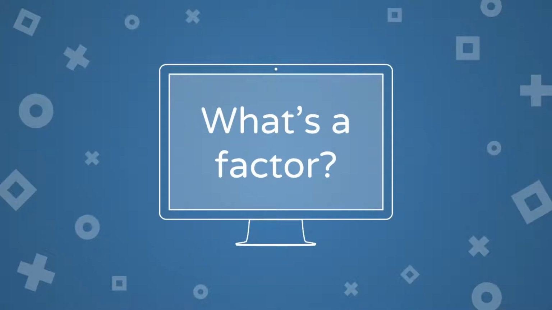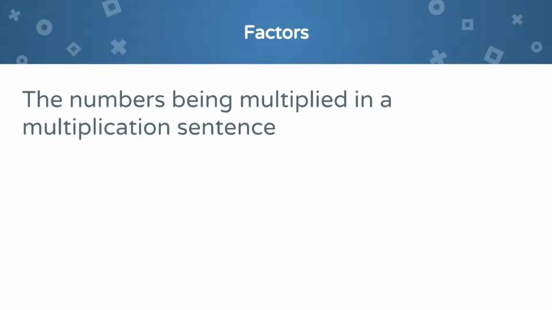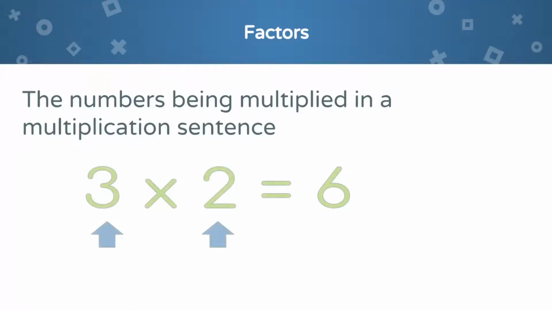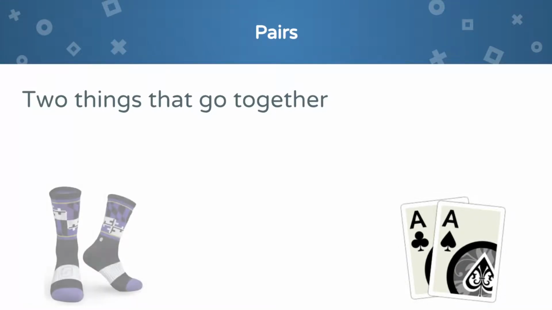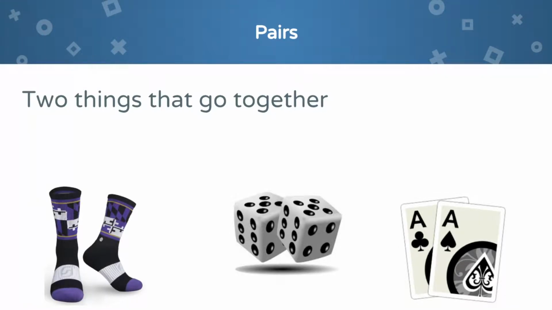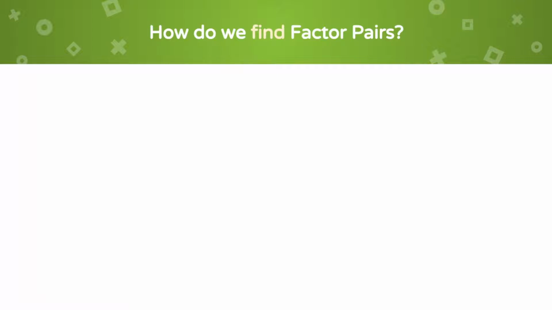Review. What's a factor? Factors are the numbers being multiplied in a multiplication sentence. For example, 3 and 2 would be factors of 6 because 3 and 2 are being multiplied to get 6. What are pairs? Pairs are two things that go together, if you put it simply. You could have a pair of aces, a pair of socks, a pair of dice. So how do we find factor pairs?